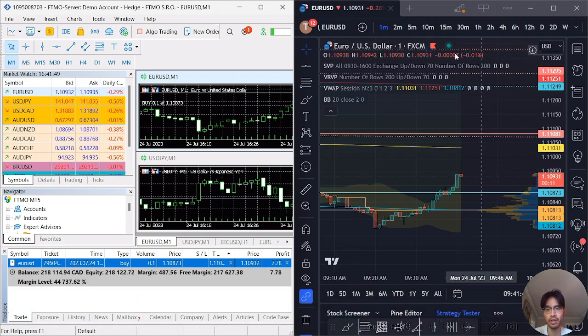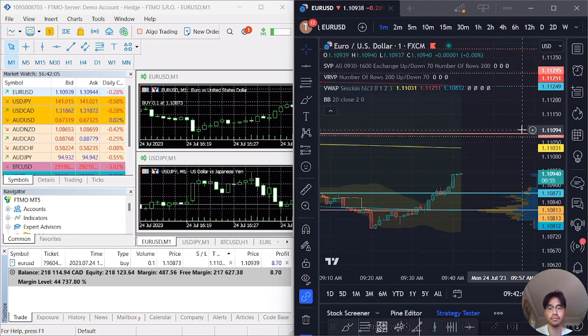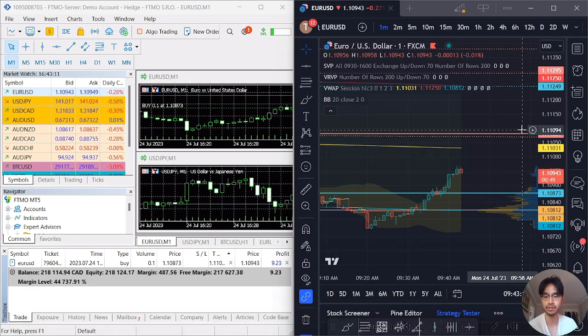It has to be a very giant dragonfly. A 1 hour here is about, and if it engulfs the high here, we're even more bullish. This is fine. I'm actually fine with this.